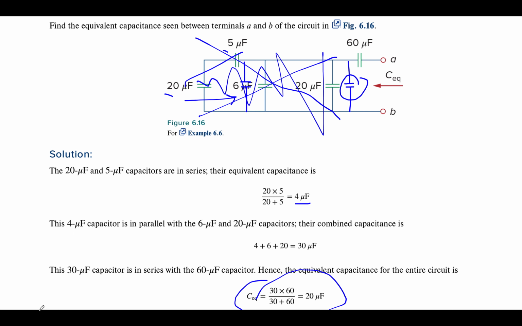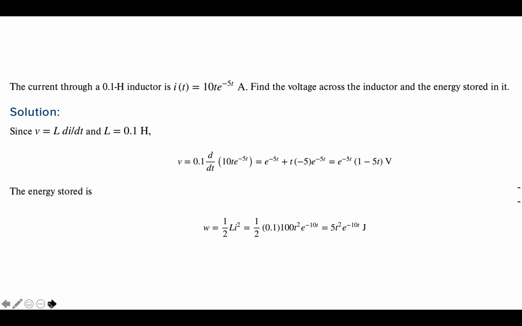So very easy. I think you'll find the problems in this chapter, once you get over the conceptual issues, are very simple. All right, so let's switch then and look at some examples with inductors. So this is an inductor, a 0.1 Henry inductor. You're given the current. This is a very simple plug in the formula problem.